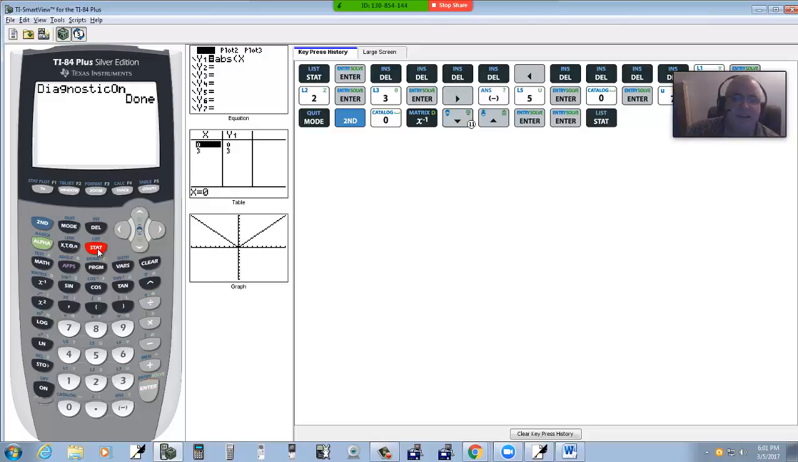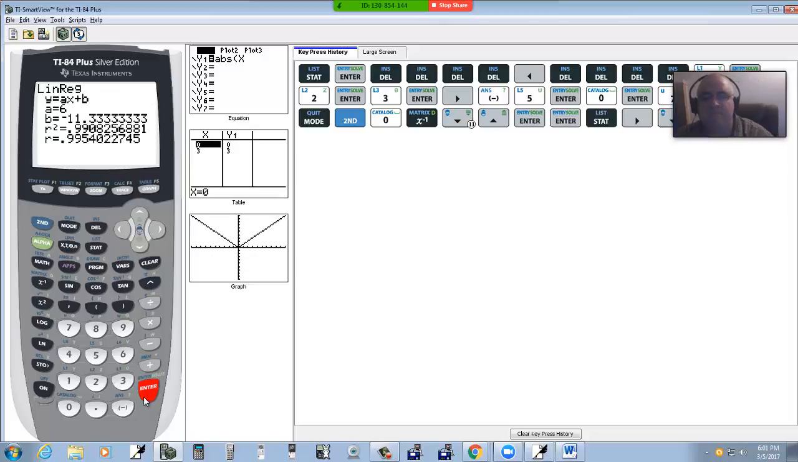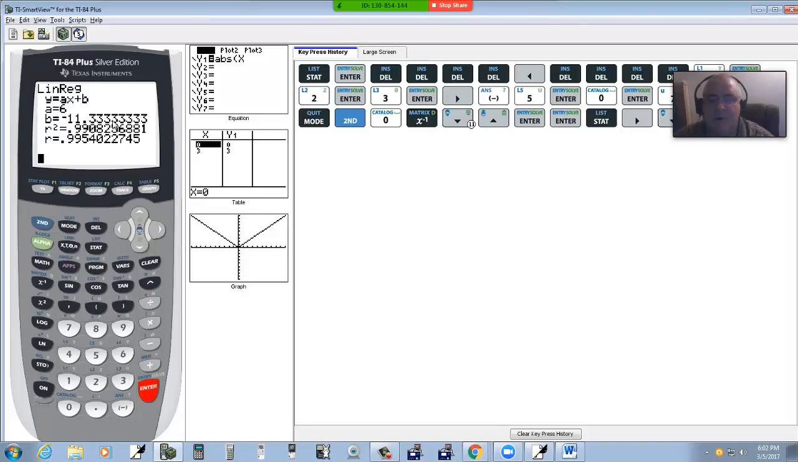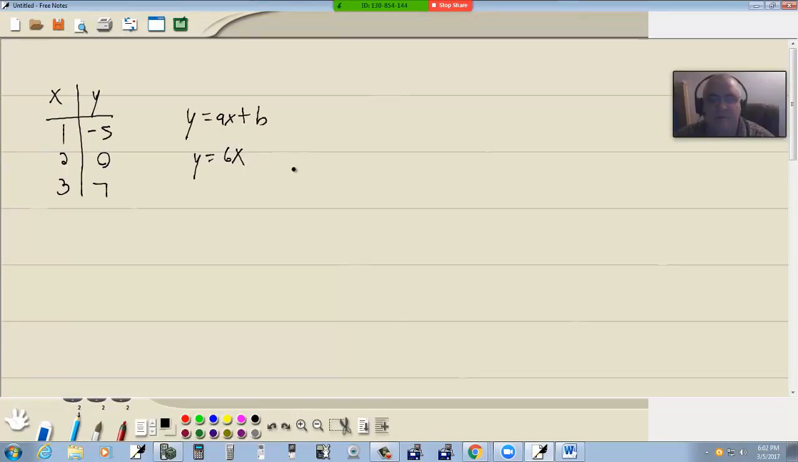Now if I do stat, right arrow to calc, and I want to choose the fourth one, linear regression. You can down arrow to it and press enter, or choose 4 and then press enter again. Now the A and B you see here, you'd plug into this equation up at the top. So it tells us A is 6, I'll put 6 in for the A. It also tells us B is -11.333, a bunch of 3's. I'll take it to 2 decimal places, but that'd be -11.33. This would be the model that they're talking about.